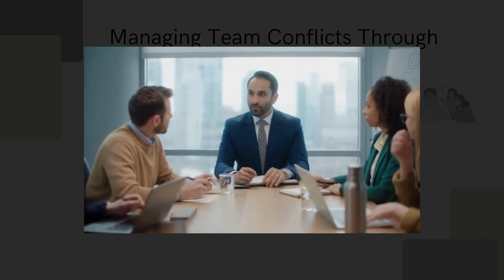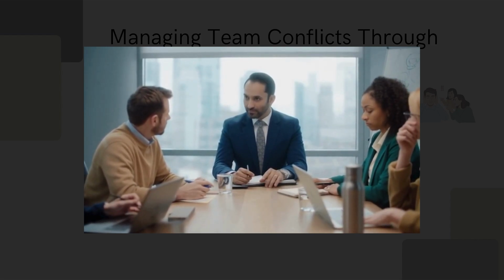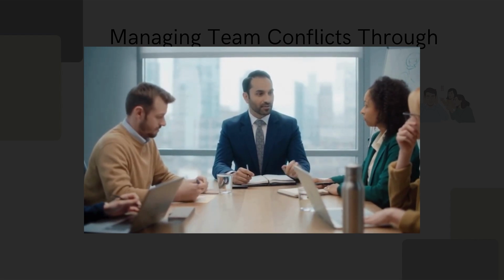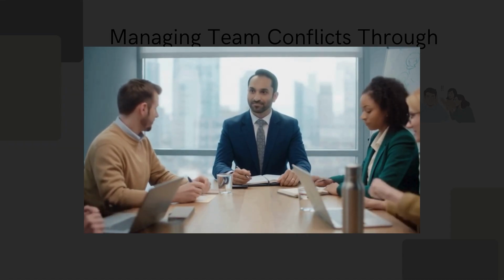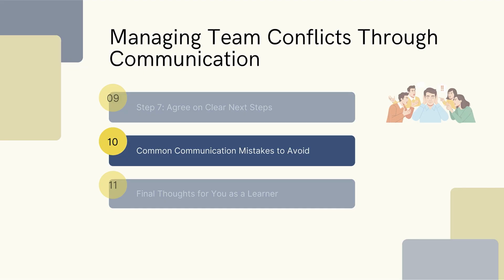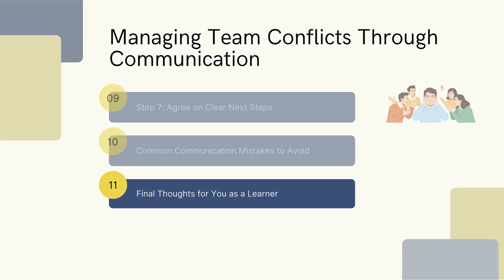Common communication mistakes to avoid. Avoid these in conflict situations: interrupting, taking sides publicly, using sarcasm, avoiding eye contact, minimizing emotions, like saying "It's not a big deal." These behaviors destroy trust, even if your intentions are good. Final thoughts for you as a learner. Let me leave you with this. Strong teams are not conflict-free teams.